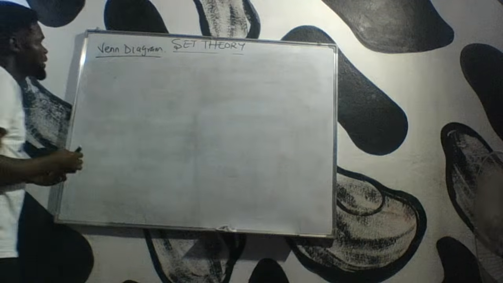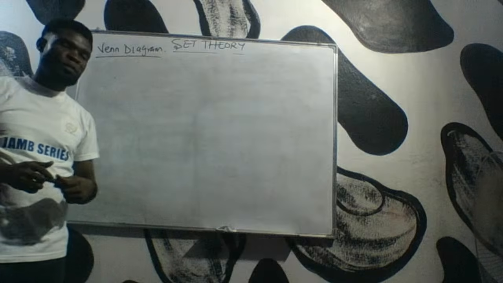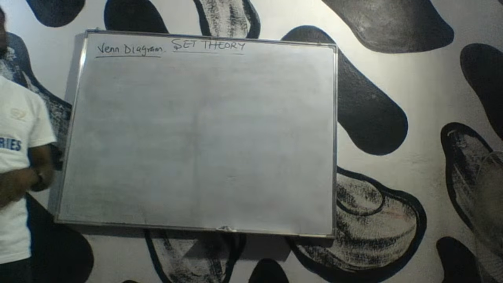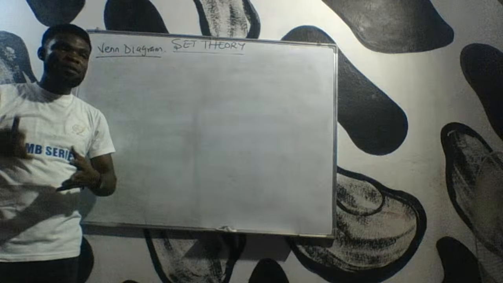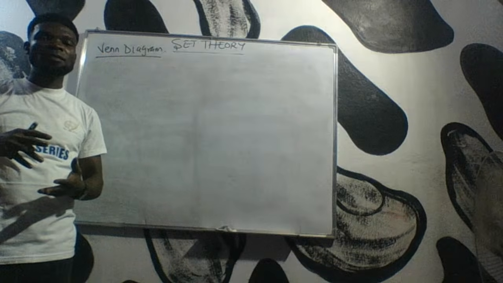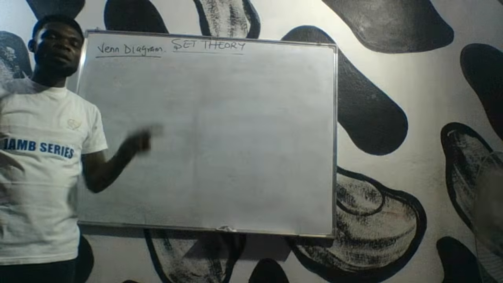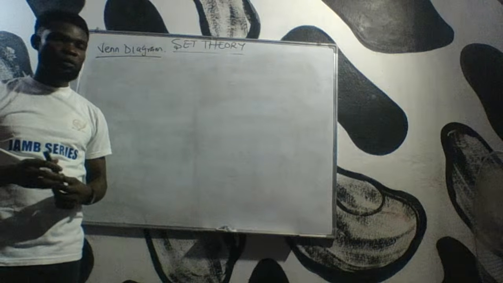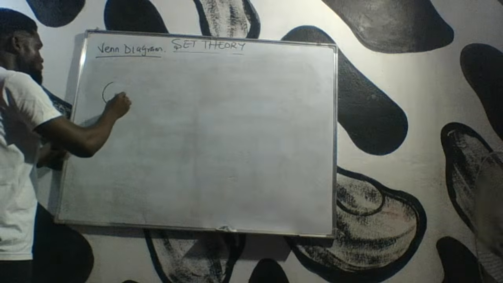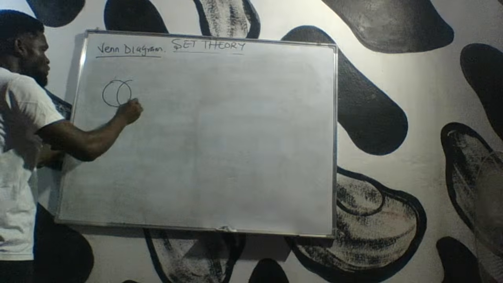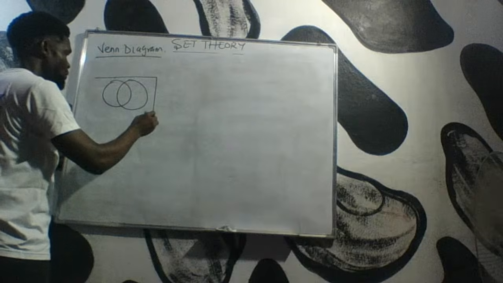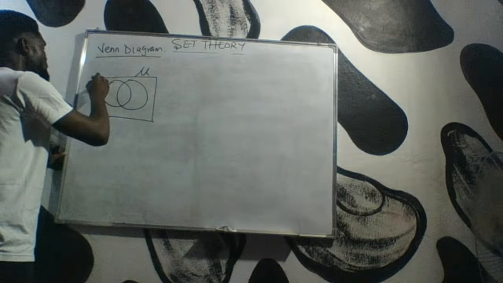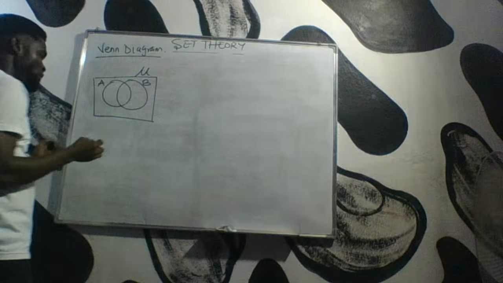So let's talk about the Venn diagram, which was invented by John Venn, a mathematician. So what did John Venn do? He used circles to represent subsets, and he used a rectangle to represent the universal set. So this is a circle which represents a subset of a particular set, and this rectangle here represents the universal set. So these are the subsets A and B.